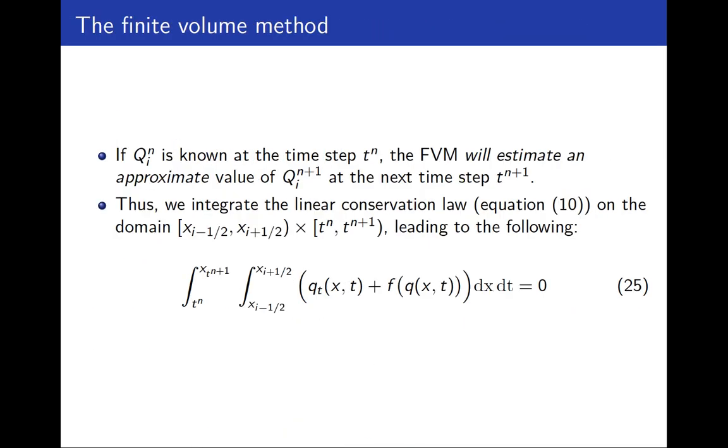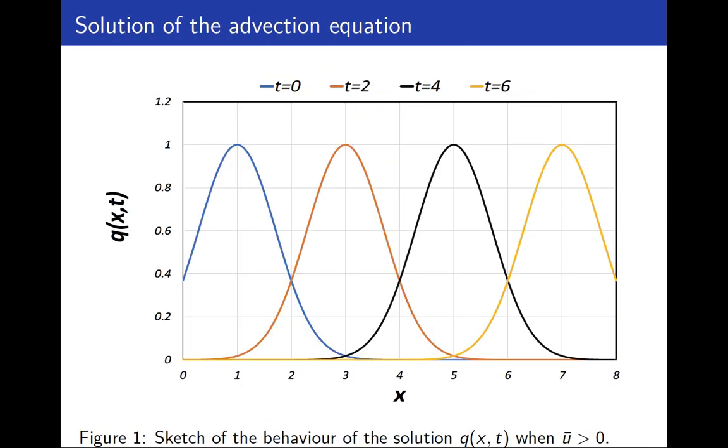So yeah, in the finite volume method, we are going to obtain approximations of Q using averages. And now, if we know the value of Q at time step t_n, the goal of the finite volume method is to estimate an approximate value at the next time step, in the future. That value at time step t_n plus 1 is going to be given by Q_i at time n plus 1. In order to derive this finite volume method, we need to integrate the linear conservation law, which is just equation 10.